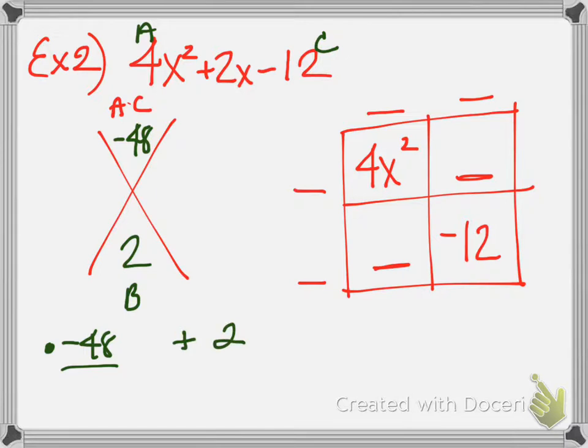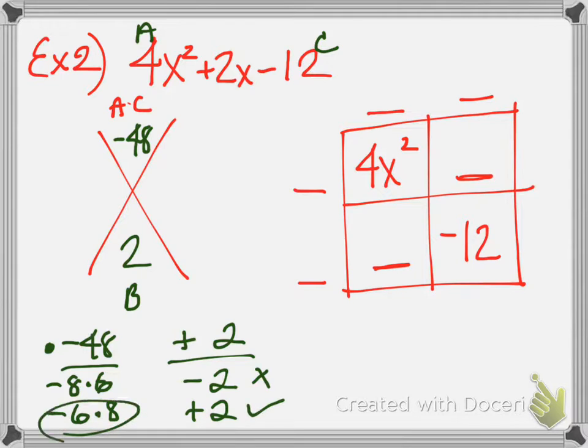So when I see 48, I automatically think 6 and 8. I need a negative, so if I have negative 8 times positive 6, that gives me negative 48. If I add those, I get negative 2. So that doesn't work. But I have the number that I need, just not the sign, so switch the signs. Negative 6 times a positive 8, when I add those, I will get the positive 2 that I need. So there are my two factors, negative 6x and positive 8x.